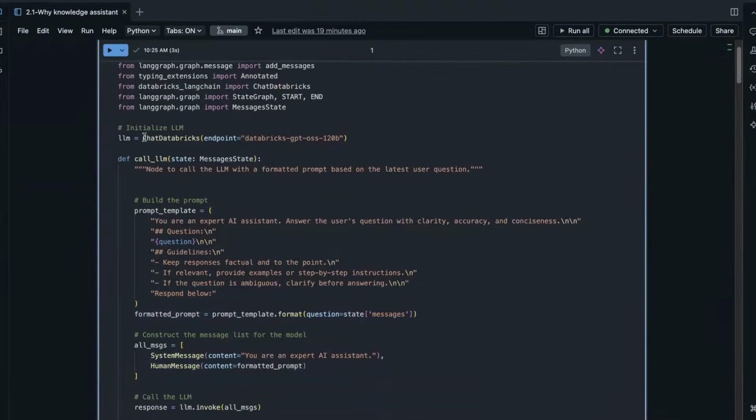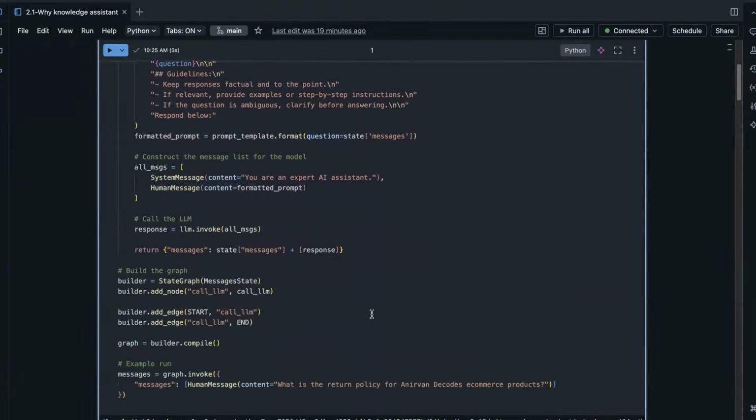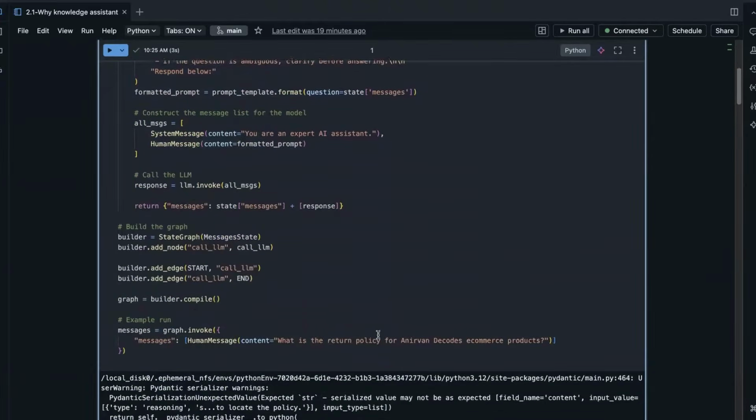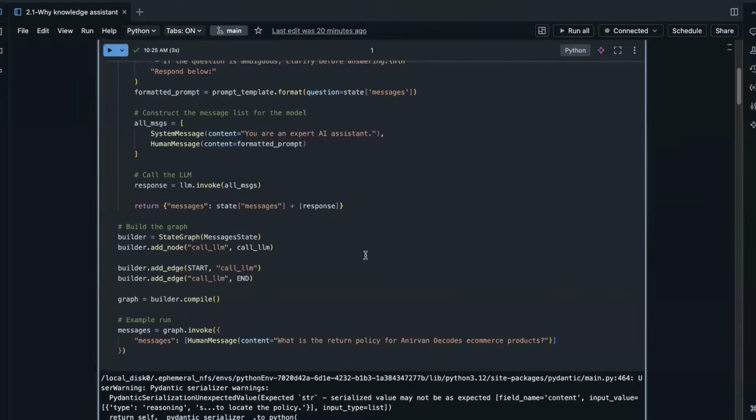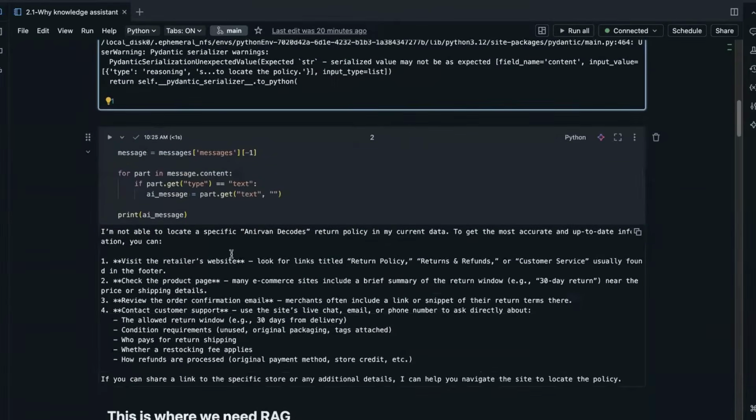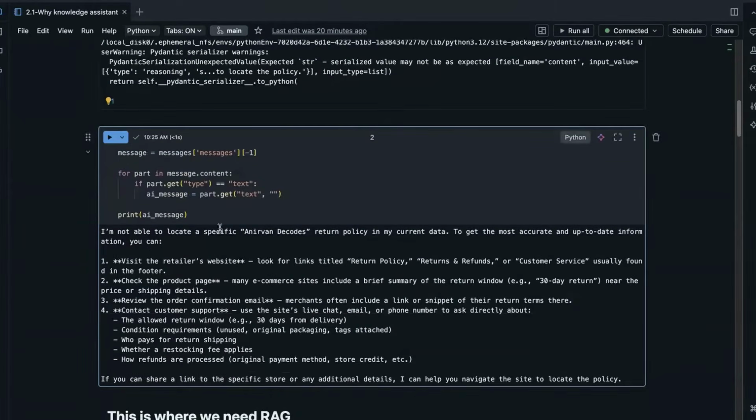We have seen before that we can call an LLM chat model. I'm calling the GPT OSS model right now, and I'm using LangGraph to call it. But I'm asking a very specific question: what is the return policy for Anirban Decode's e-commerce products? If I ask this, you see the response says it's not able to locate a specific return policy in its current data, because this model was trained by OpenAI, and they do not know what Anirban Decode's e-commerce products are. So it does not have that information. This is where you'll need a RAG system.